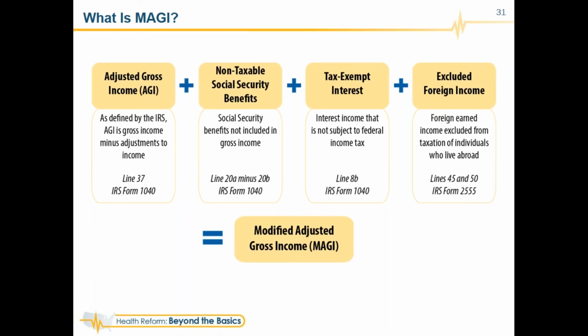We're looking at the term MAGI, modified adjusted gross income. That is the adjusted gross income, which is the amount at the very bottom of the first page of your tax return. It's line 37, plus non-taxable Social Security benefits, plus tax-exempt interest, plus excluded foreign income, which should be a very rare thing. So all of those together equals MAGI, modified adjusted gross income.